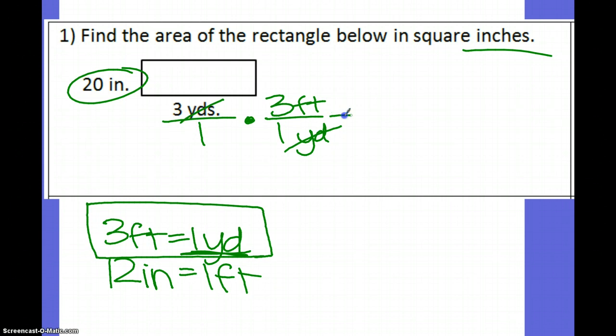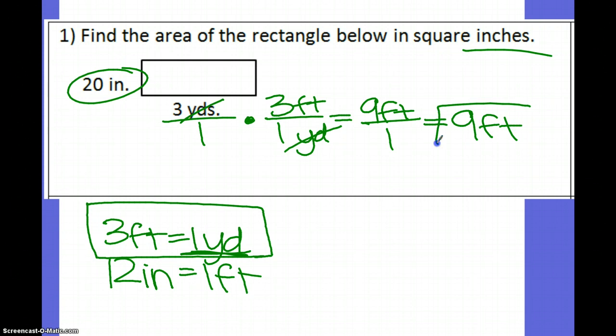Yards cancel. Multiply straight across, so 3 times 3 is 9 feet. 1 times 1 is 1. If I divide 9 by 1, I still have 9 feet. So I'm not quite there yet. That's not my answer. I still need to change to inches. So 9 feet over 1.